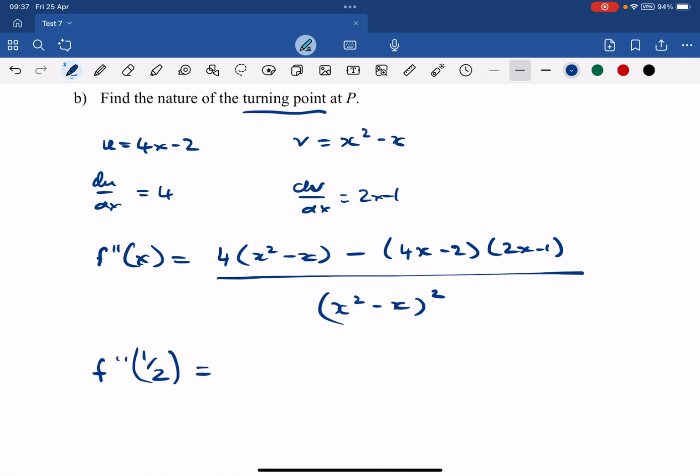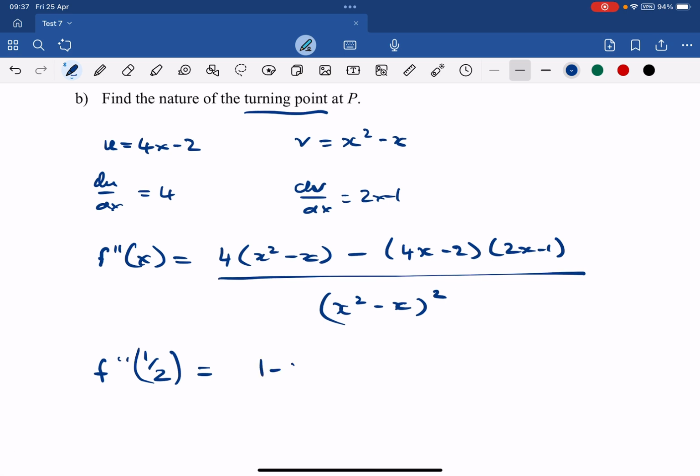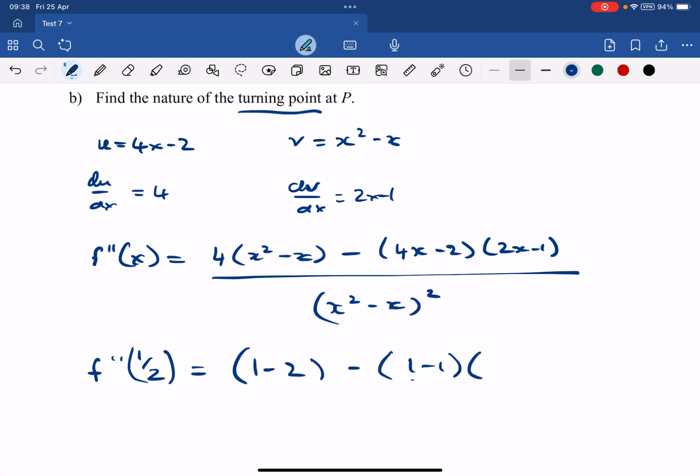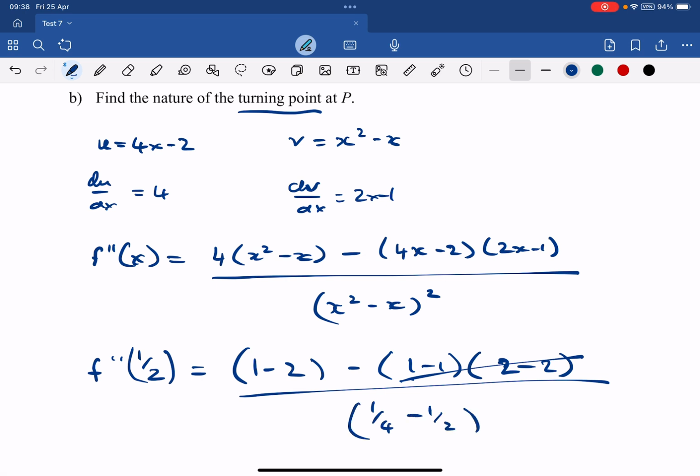When we substitute in a half into that first one, we're going to end up with 1 minus 2, take away 1 minus 1. So that's going to come out as 0. So it doesn't even matter what comes out of this second bracket. Actually it comes out as 2 minus 2 anyway. So that's 0. On the bottom, we have a quarter, take away a half, and then we're squaring it.